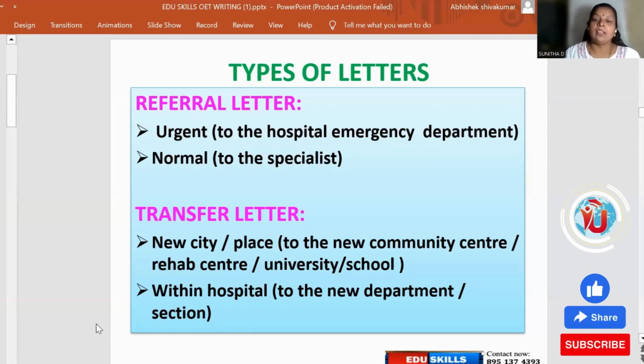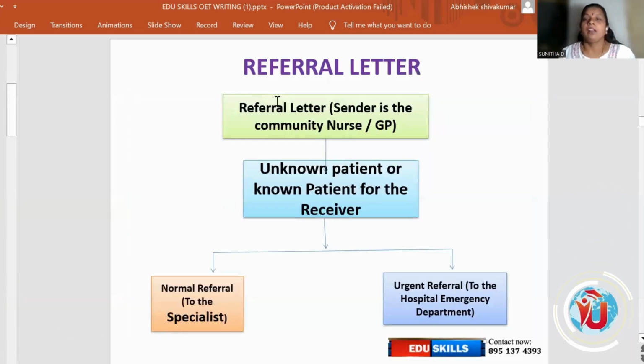Then within the hospital, a patient is moving from a cardiac department to a pulmonology department and we are transferring completely from this department to a new department or section, that also comes under the transfer letter. In a referral letter, the sender may be the community nurse or a GP, and the patient may be known or unknown to the receiver. So a normal referral letter to a specialist, and an unknown or urgent referral to an emergency department.